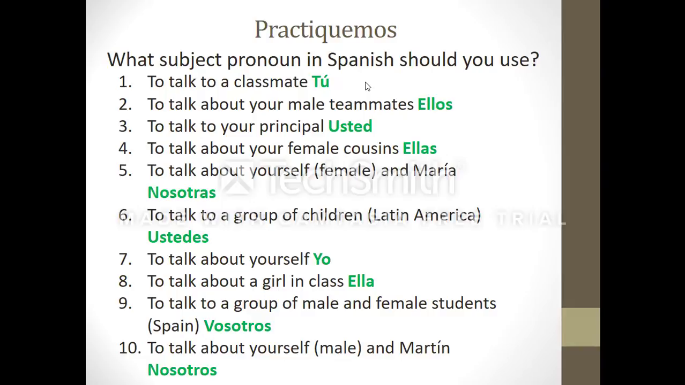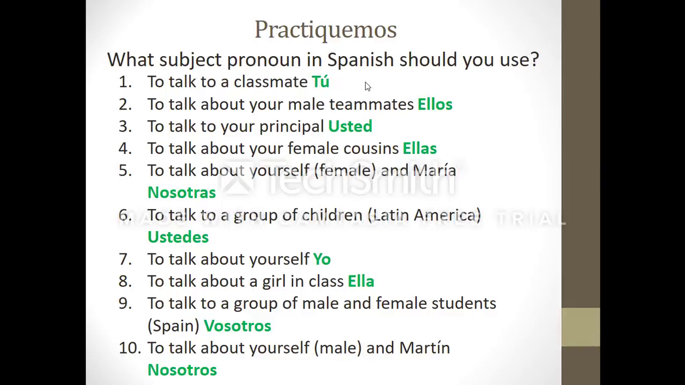Number 5, if you talk about yourself, and you happen to be female, and María, so 2 females, then you would use nosotras. And a little hint here, anytime you are included in a group, you will always use we, some form of we, okay? Either nosotros or nosotras. Number 6 says to talk to a group of children in Latin America. So remember, in Latin America, if you want to say you all or you guys, you use ustedes.